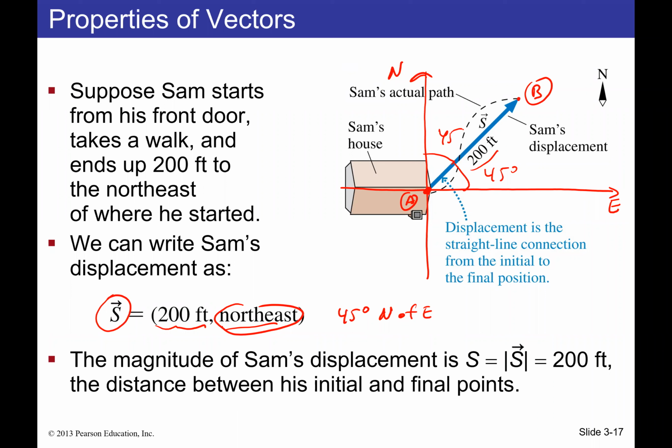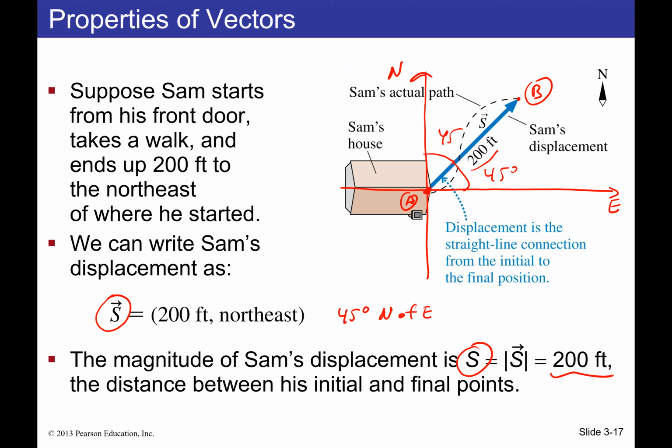But you can see this is how we would write this vector. And it's a displacement vector. This is how you represent the magnitude without an arrow, or this is another notation for the magnitude, kind of like the absolute value of the vector S. So this is 200 feet, basically the length of that arrow.